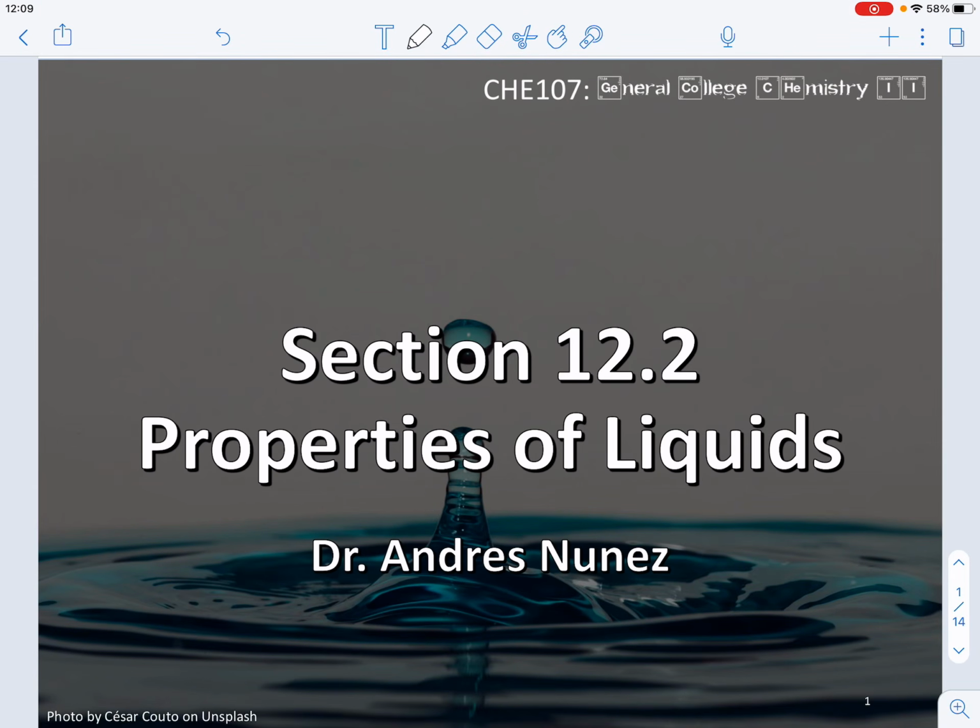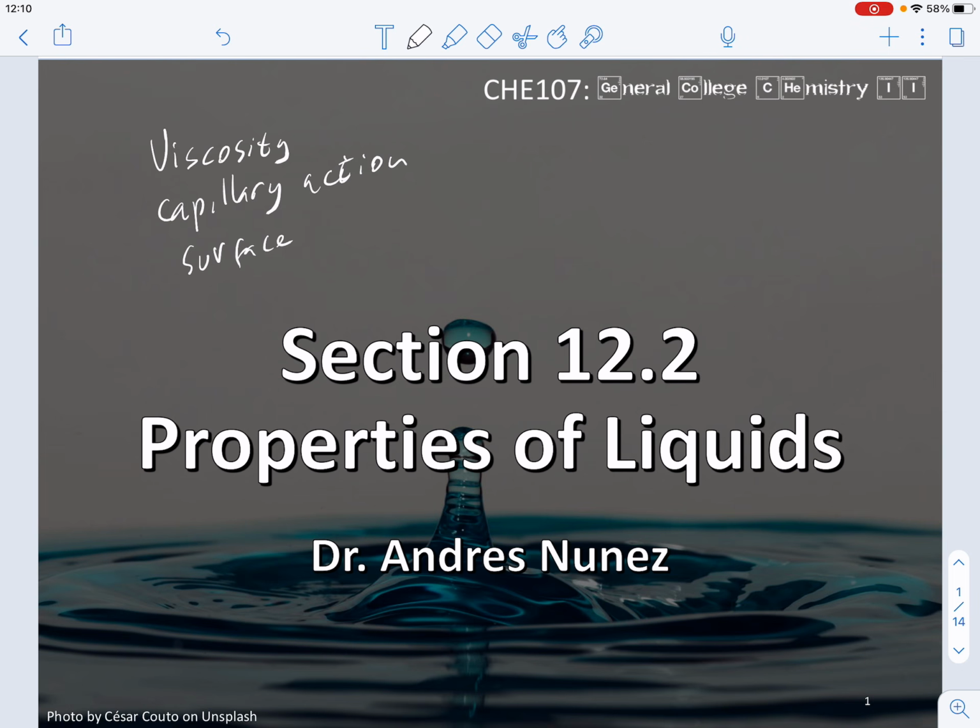This is section 12.2 from the Integrated General Chemistry book from Sapling, and the title is Properties of Liquids. That is sort of a vague title because it's kind of general, but in this particular case, when it comes to properties of liquids, we are exploring three properties in particular, which are the viscosity, the capillary action, and the surface tension.